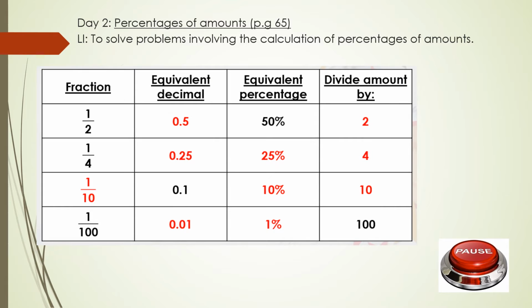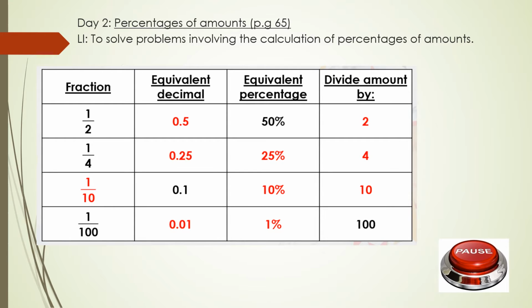Right. When we first learned about percentage of amount in class, we looked at this. Remember, a half is equivalent to 0.5, which is equivalent to 50%. And to find 50% of an amount, you need to divide by 2. The same with a quarter. A quarter is equivalent to 0.25, which is equivalent to 25%, and to find 25% of an amount you need to divide by 4.